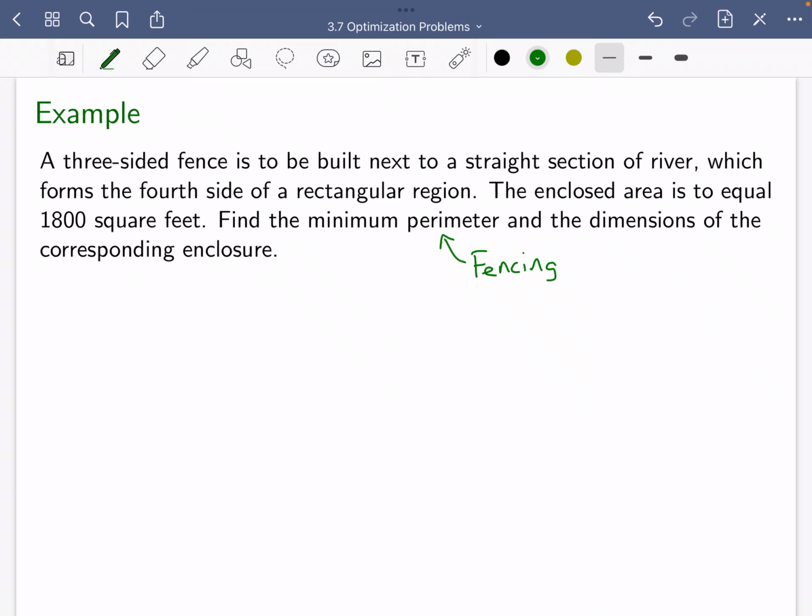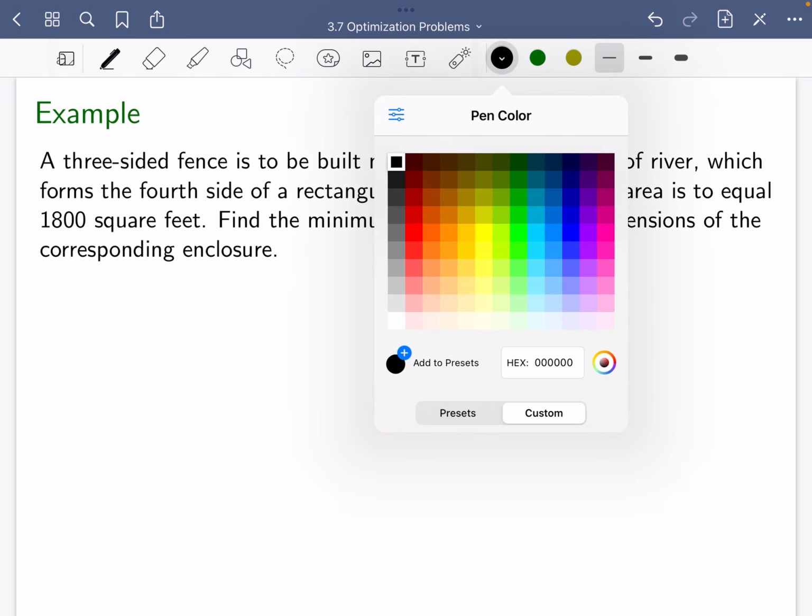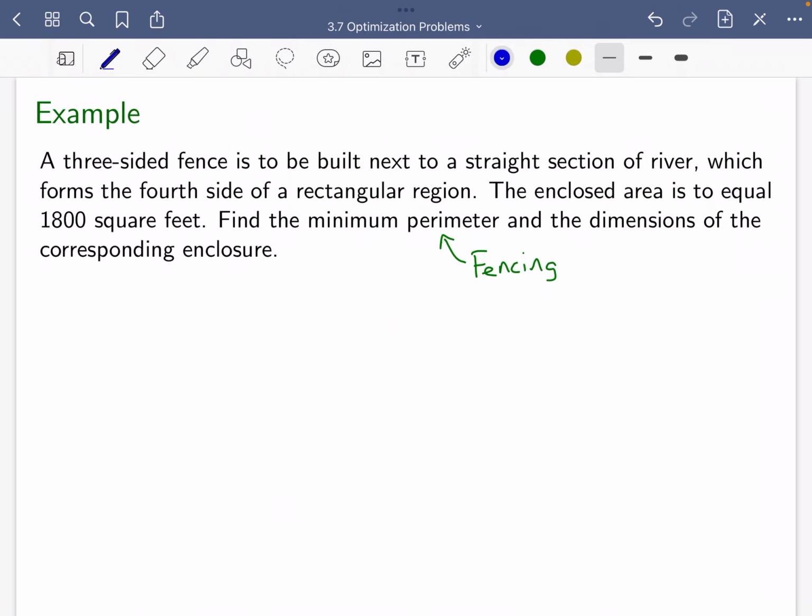All right, so let's see if we can draw a picture that represents the situation, not just any picture. So we have this river. This river is going to be one side of our rectangular region, the fourth side. We have some fence up here, and here, and here. We could call these two sides length x and this side length y. That's the picture of the setting.